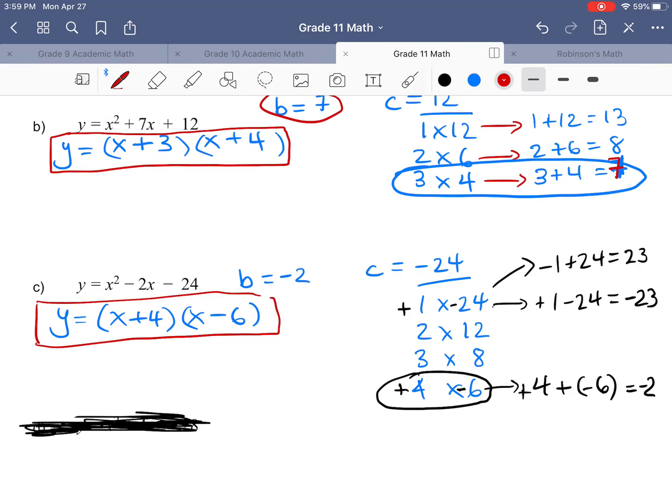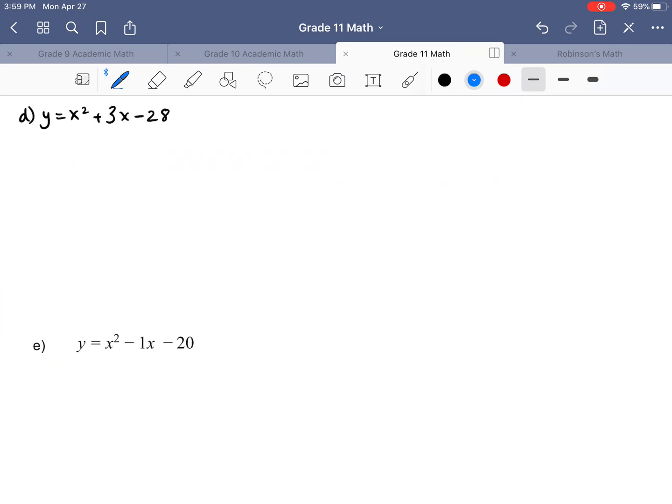Okay, let's keep going because I know that doing these number lists, and sometimes when we add in the negative sign, it makes it difficult for people. So we're going to do some more. Okay, D. y is equal to x squared plus 3x minus 28.